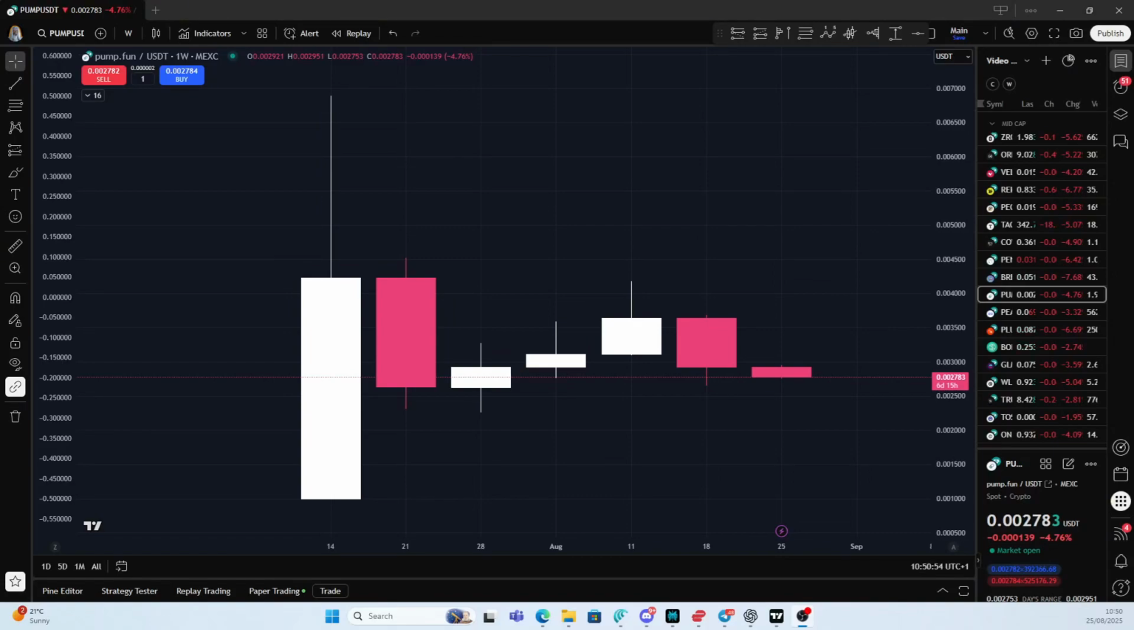So here we have possibly one of the most hated tickers in all of crypto. We have the ticker for Pump.fun. Very controversial one in the world of crypto, but an interesting token to trade nonetheless.